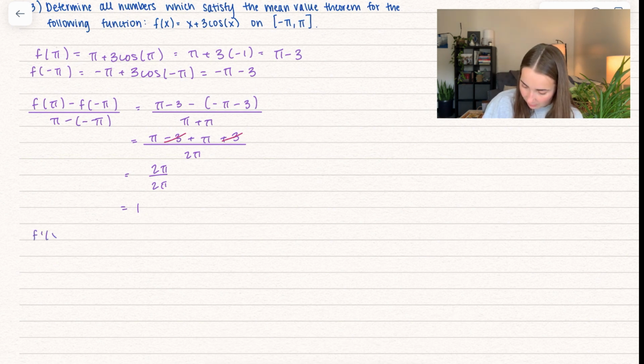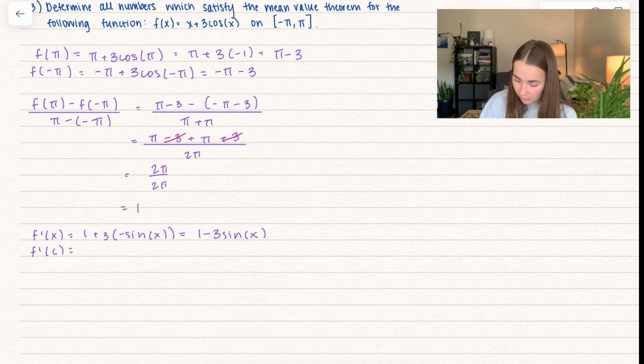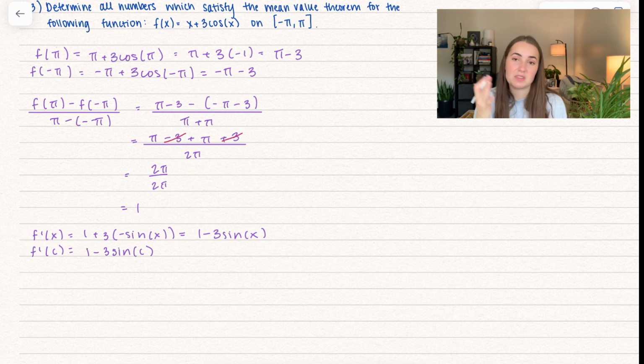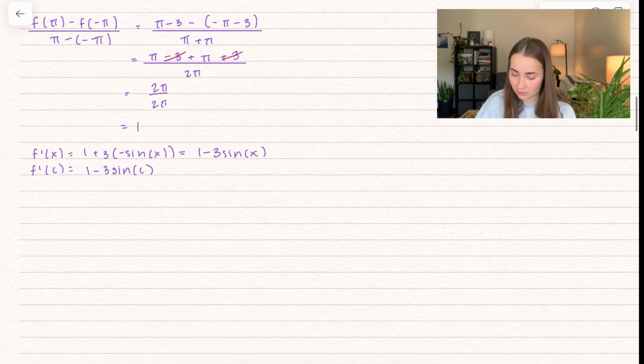So we have f prime of x is equal to, and we get 1 plus 3, and that becomes a negative sine of x. So if I rewrote that, I get 1 minus 3 sine of x. If we wanted, I don't know if all teachers actually require this, but f prime of c is equal to 1 minus 3 sine of c. I don't know if some professors let you leave it as x. It's the same idea. We're just solving for a value. So we're going to go ahead and set these two equal to each other.